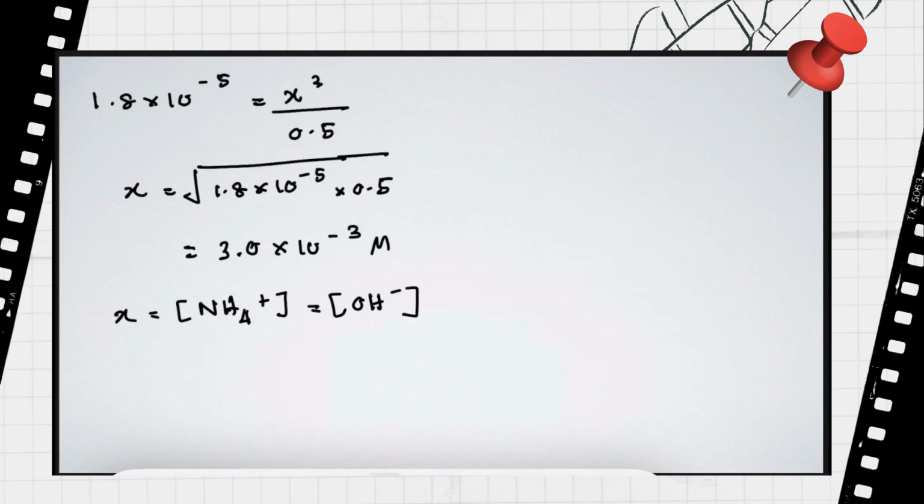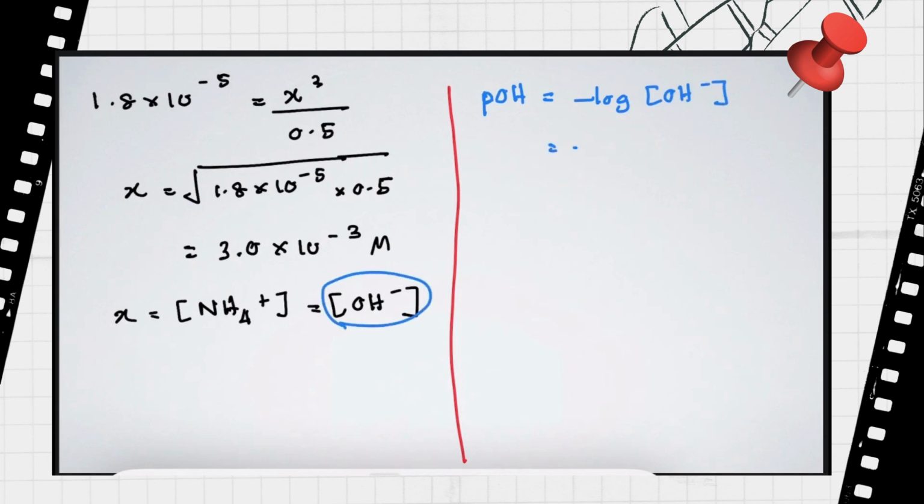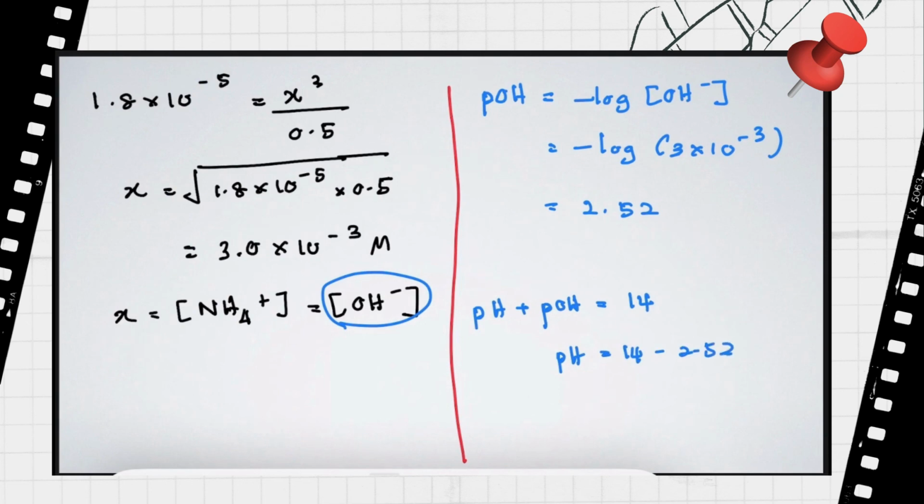Because of that, we cannot straight away calculate the pH. We have to calculate the pOH first, because we have the OH minus. So pOH is equal to negative log OH minus, because we only have this. So negative log of the value, you will get 2.52. And how to calculate the pH? By using the formula, 14 minus 2.52, you will get 11.47.